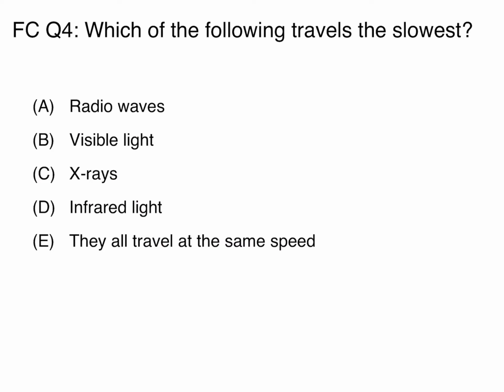So, now you can deal with this problem. Which of the following travels the slowest? Radio waves, visible light, X-rays, infrared light, or they all travel at the same speed. You can pause my narrated PowerPoint and think. So, which is the correct answer?